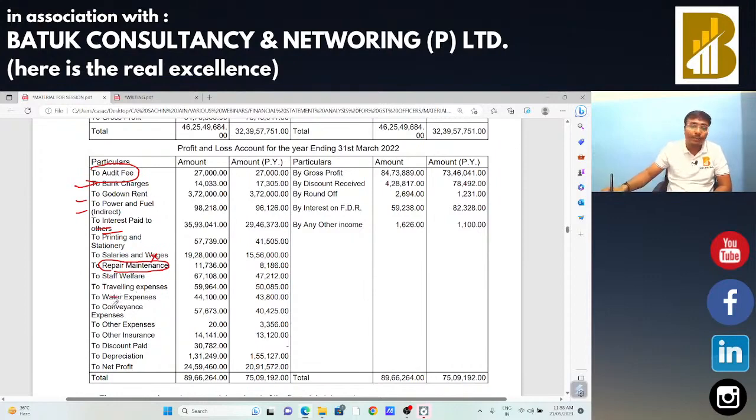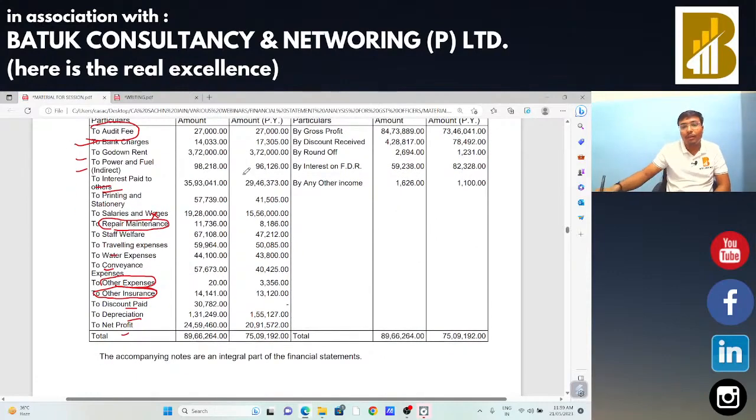Traveling expenditure, water expenditure, conveyance expenditure, other expenditure, we need to check the nature. For insurance, we need to check the nature of insurance, whether the insurance is of general nature or the insurance is of marine stock insurance. In that case, if the nature of insurance is of general nature, input tax credit is not allowed. We need to check that the input is reversed or not. Discount paid, depreciation, net profit.